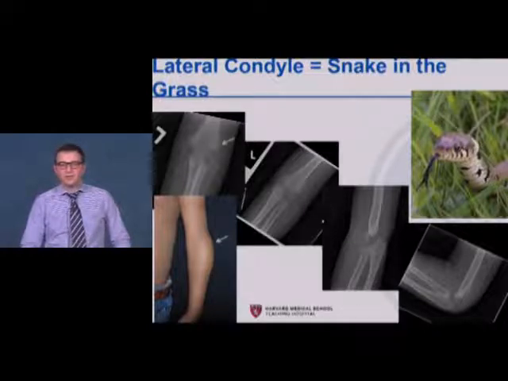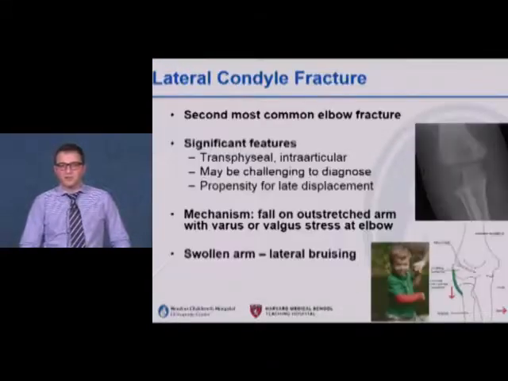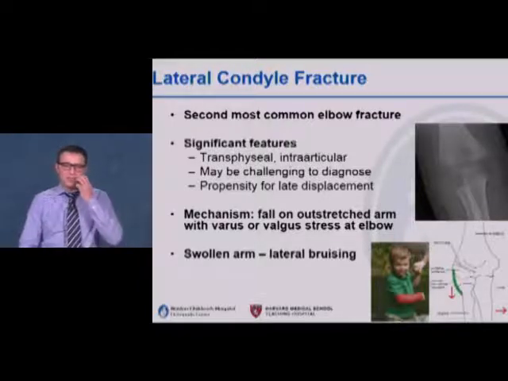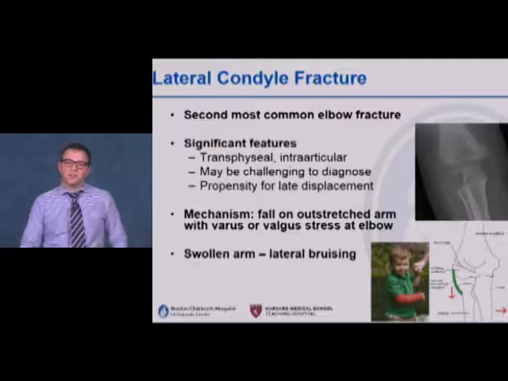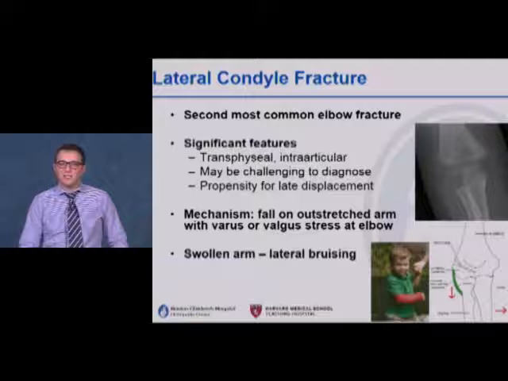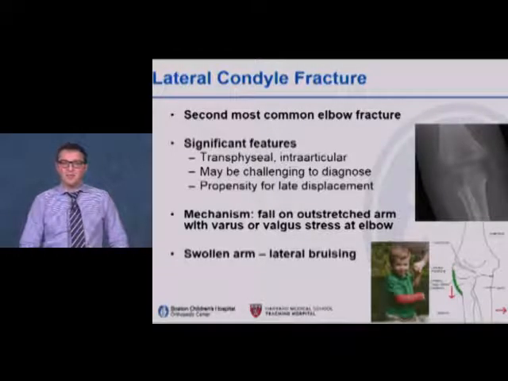Lateral condyle fractures are different than supracondylar fractures. First of all, they're second in terms of their frequency, but the most important feature is that they're an intra-articular fracture. And the significance of an intra-articular fracture is, one, it needs to be pretty well aligned, because if there's articular incongruity, that leads to arthritis down the road. And two, because it's an intra-articular fracture, it's bathed in synovial fluid. And as a result of that, it takes much longer for the fracture to heal.